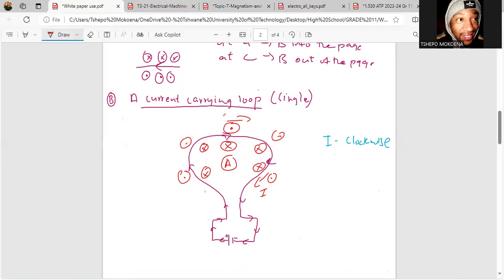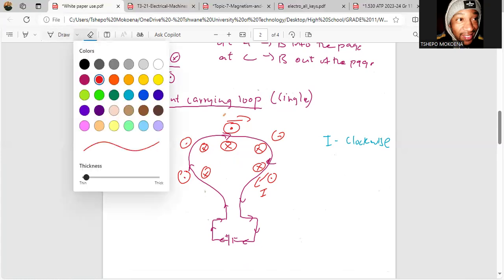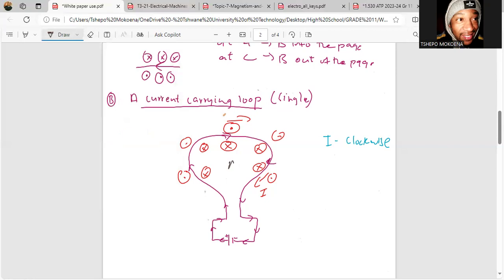Okay, so that means at point A, let me do this, not to confuse you, so that when you are doing it yourself, you still remember. So here I say it's A. So at A it is into the page, and then I'll say B is outside. At B, out of the page.